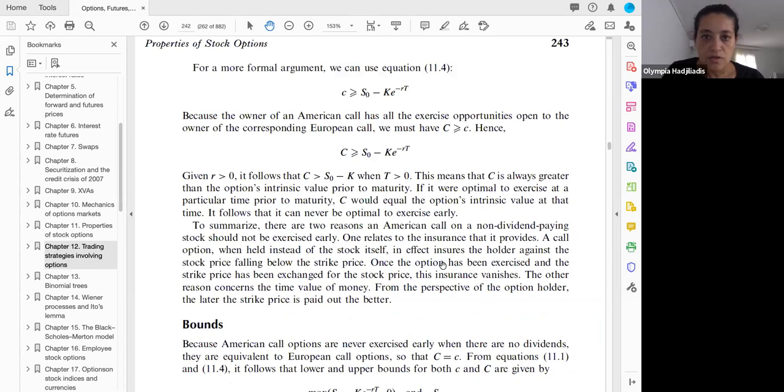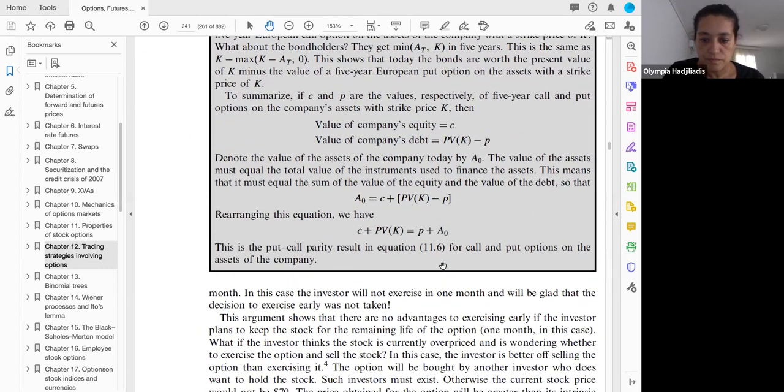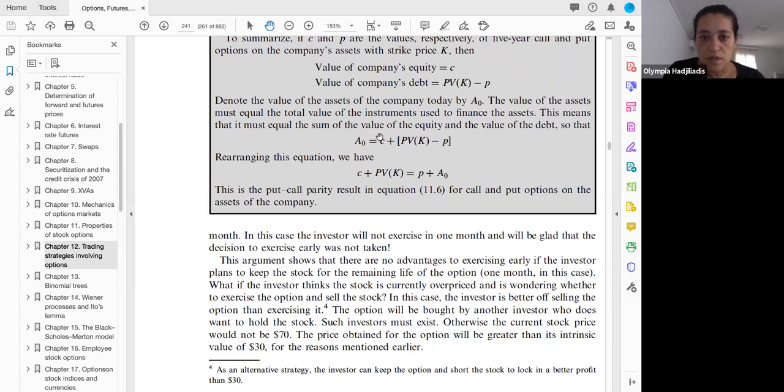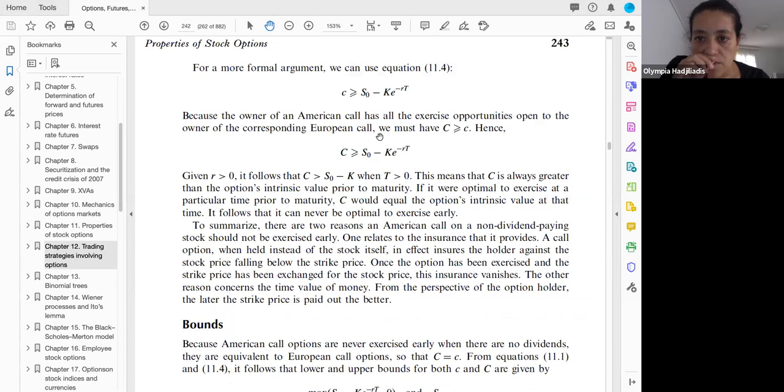For a more formal argument, we can use the equation that we had before, which is that the European call option price is greater than S0 minus K e to the minus RT, because the owner of an American call has all the exercise opportunities open to the owner of the corresponding European call. We have that the American call is worth at least as much as the European, so the American call is bounded below by S0 minus K e to the minus RT.